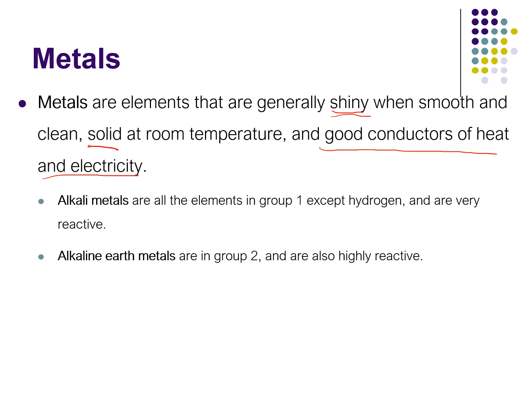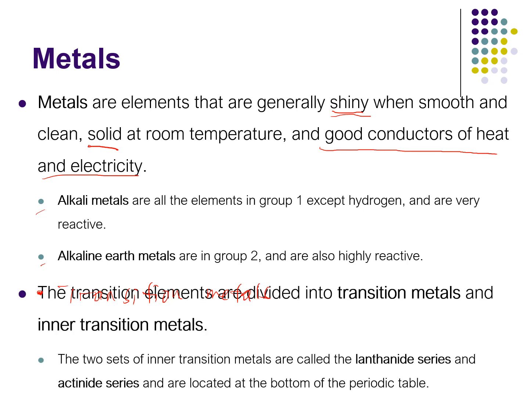So, in the periodic table, we have the alkali metals, which are the elements in group 1 except for hydrogen and are very reactive. And another group of metals are the alkaline earth metals, which are in group 2 and are also highly reactive. Tapos makikita rin natin yung transition metals, di ba? Yung transition metals natin, yung nasa gitna ng periodic table. Ayan, so we have the transition metals.